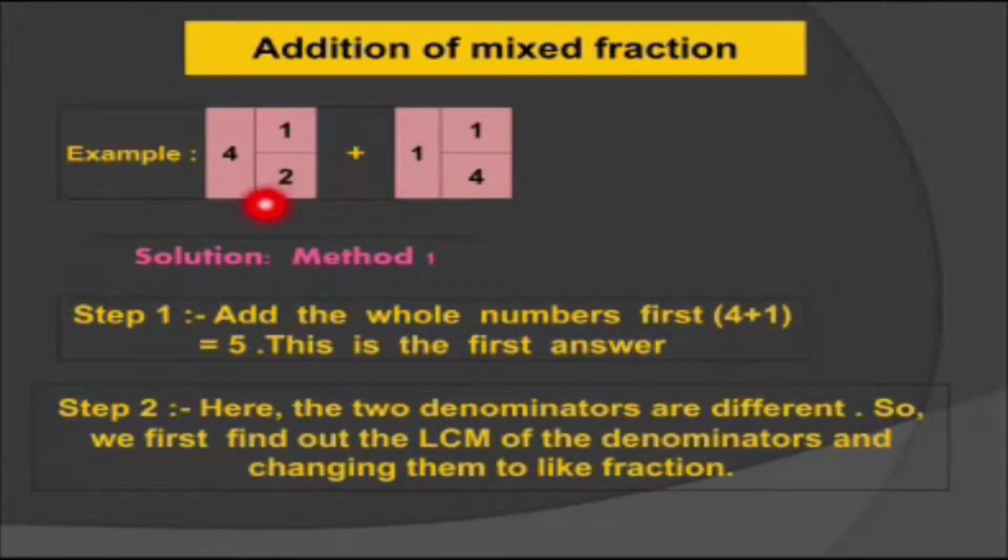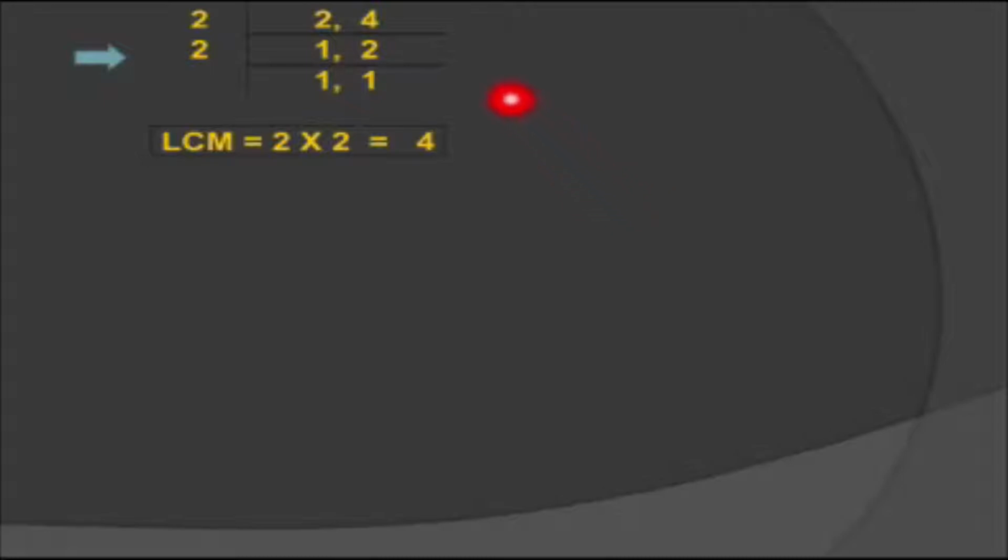the denominators are different, so we need to find the LCM of the denominators, and then we will change them into like fractions, right? Dear students, you are very familiar with how to find the LCM from your previous classes. Here we are dividing the denominators by 2. 2 ones are 2 and 2 twos are 4. Now 2 ones are 2 again. So 2 multiplied by 2 is equal to 4. So the LCM of 2 and 4 is 4, right?